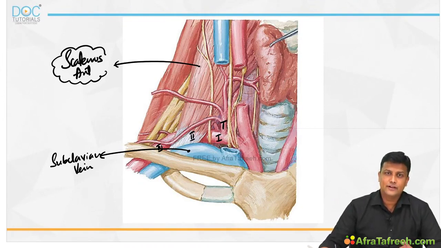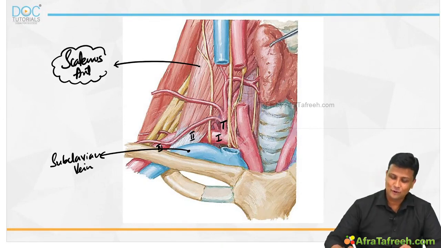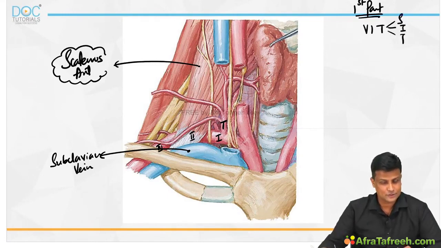And that thyrocervical trunk is in turn divided into how many branches? Three branches, that is SIT branches. I hope you remember this mnemonic I told you many times, guys. The first part of the subclavian artery will give VIT branches, and T will in turn give you the SIT branches. Let's see what are those SIT branches.